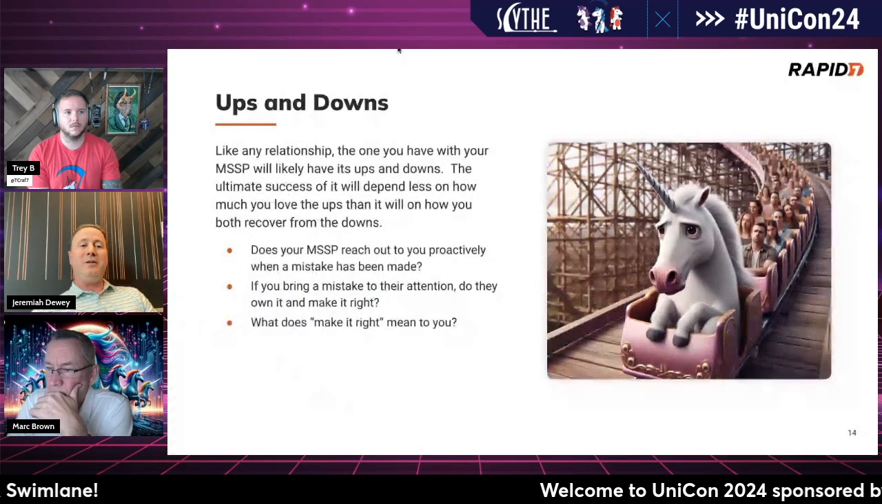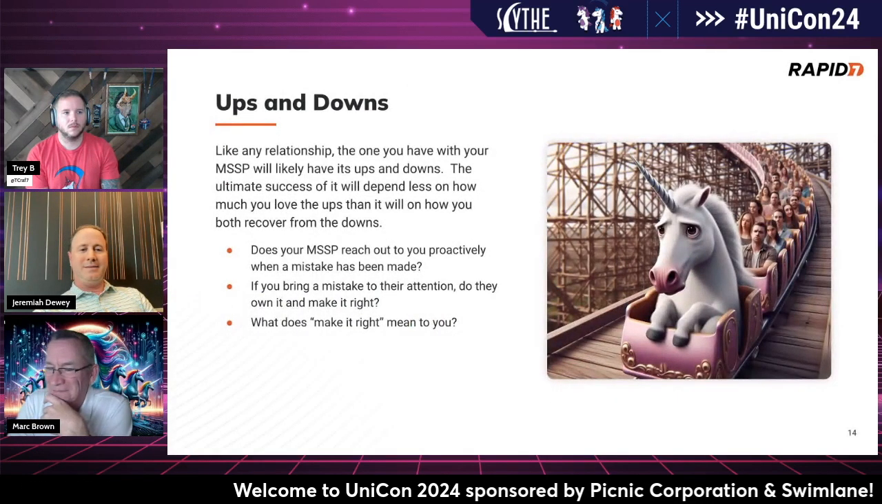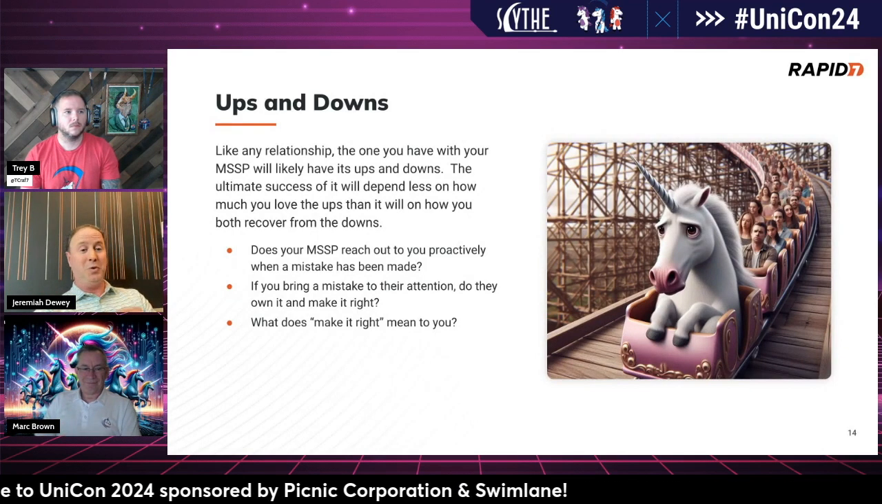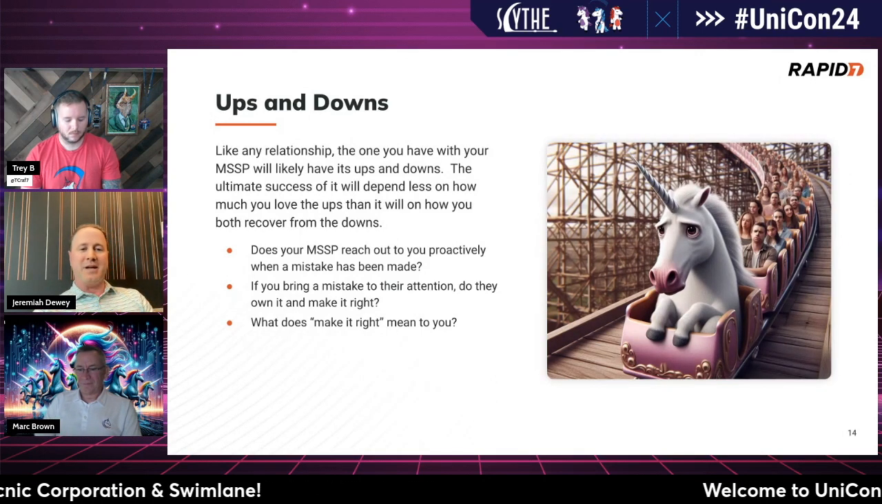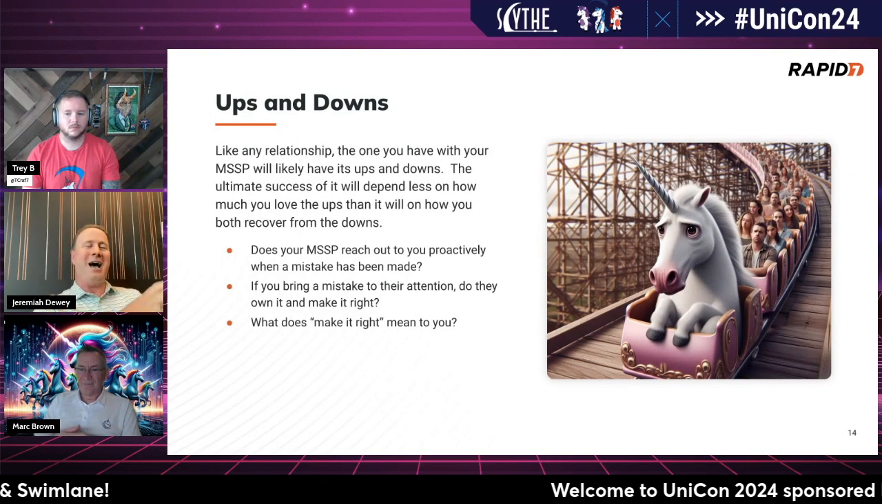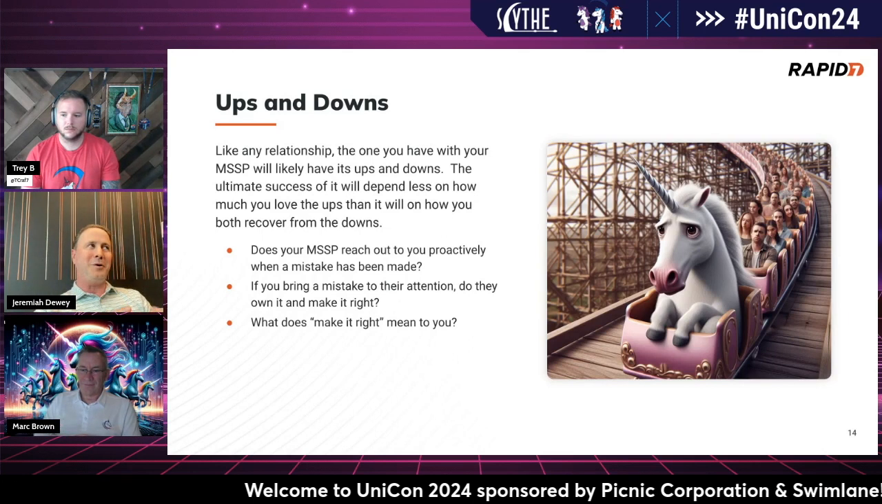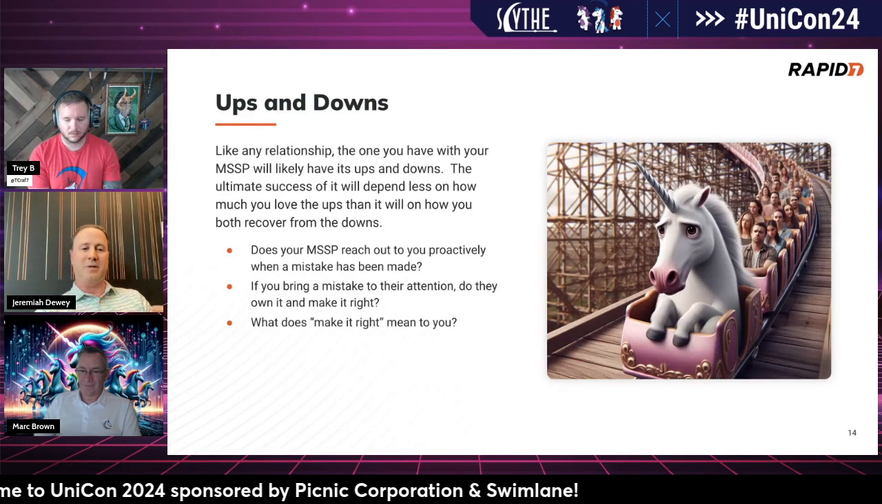Now, with any relationship, you're going to have your ups and downs. The MSSP has its own ups and downs. They'll have the ups and downs in the relationship. You'll have them as your own organization, your company. The ultimate success of that relationship depends less on how much you love the ups. They're always going to be ups, right? But how do you both recover from the downs? That's the true sign of resilience and the lasting relationship.